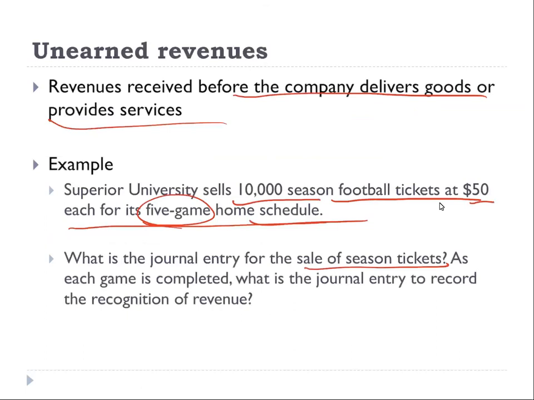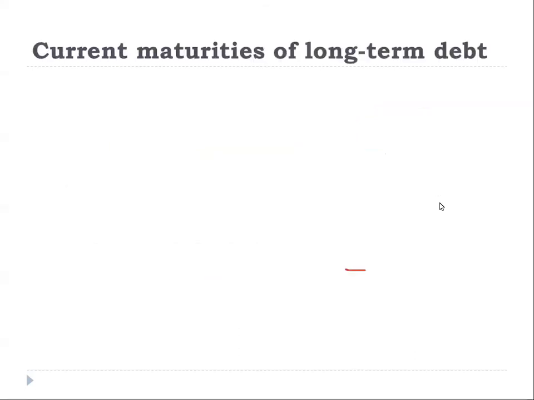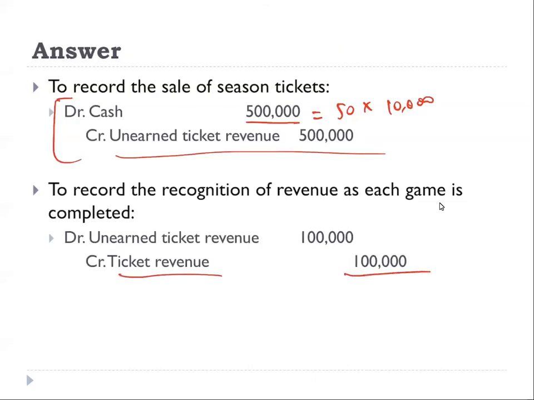And then this is for the 5-game home schedule. As each home schedule is completed, what is the journal entry to record recognition of revenue? So when each game is played, now we can recognize revenue. And then the journal entry is credit ticket revenue for 100,000.